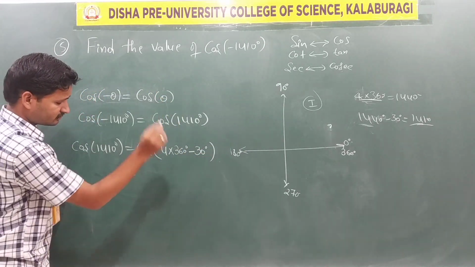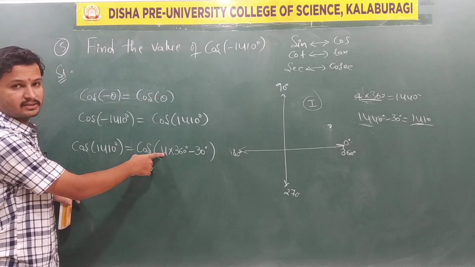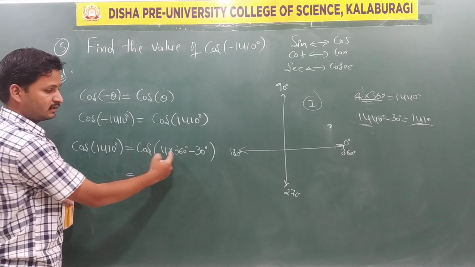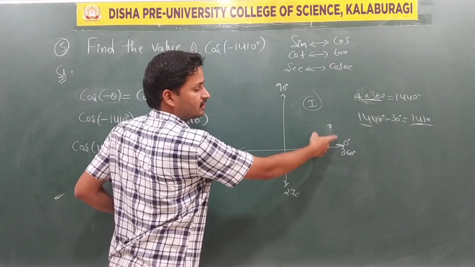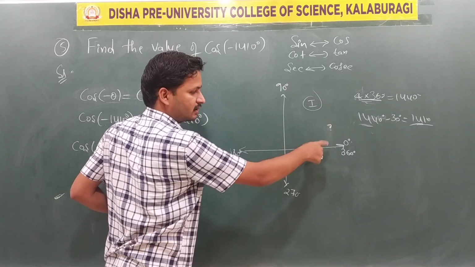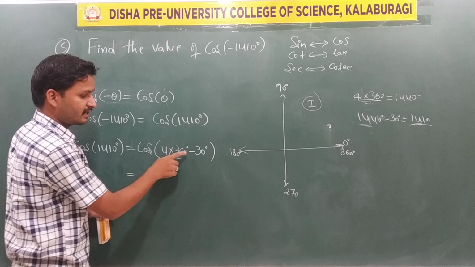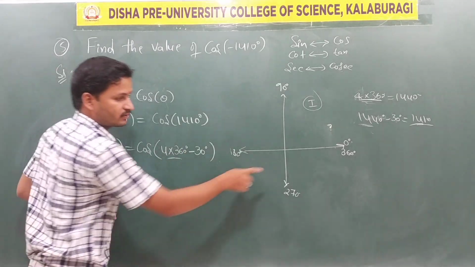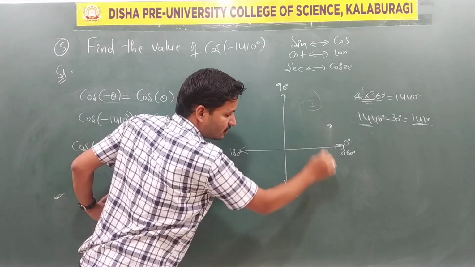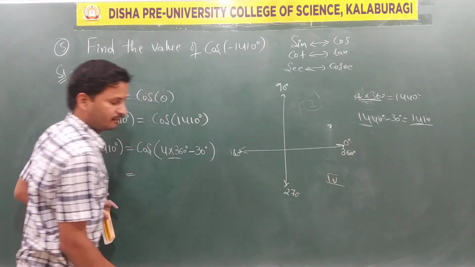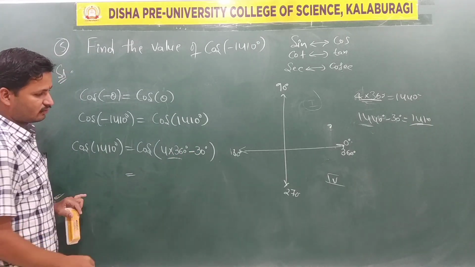Then next, see, there are 4 rotations. This is one complete rotation, second rotation, third, and next the 4th rotation. 4 times of 360 minus theta. So 4 times of 360 minus theta means it lies in the 4th quadrant.